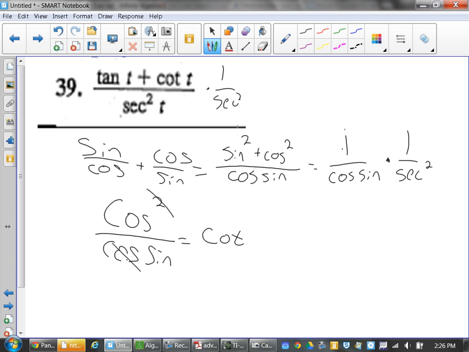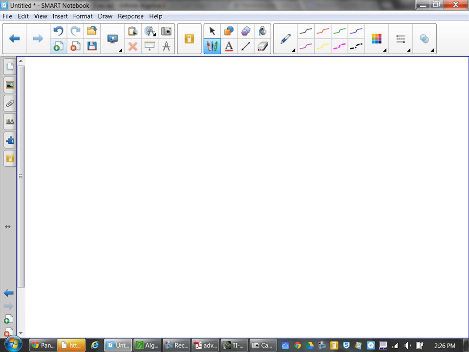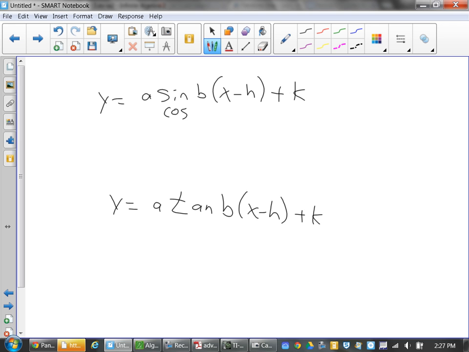Okay. Let's see. After trig identity, so we did the graphing. Because I know how much you guys love the trig identity. When we graph stuff, you had the two generic forms of graphing sines and cosines. Oh, yeah. I remember this.